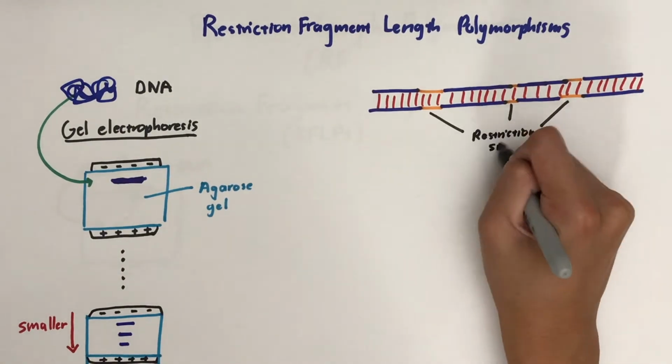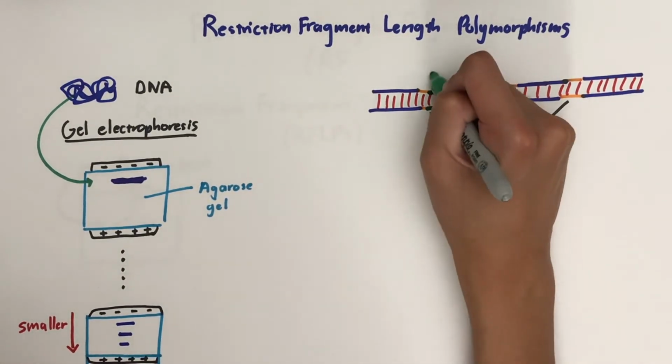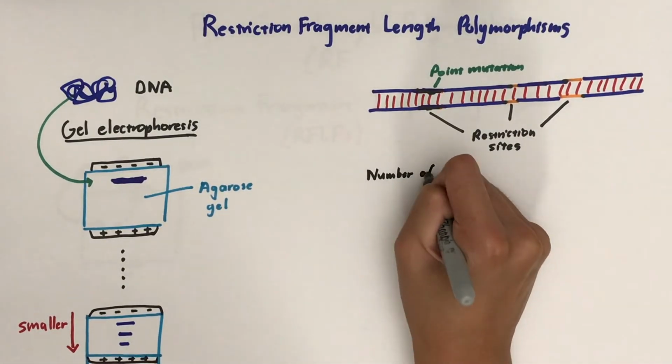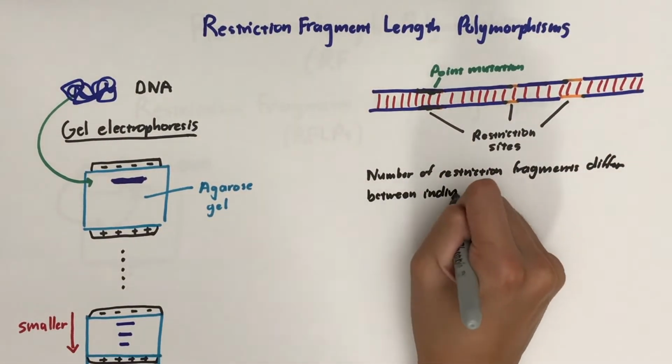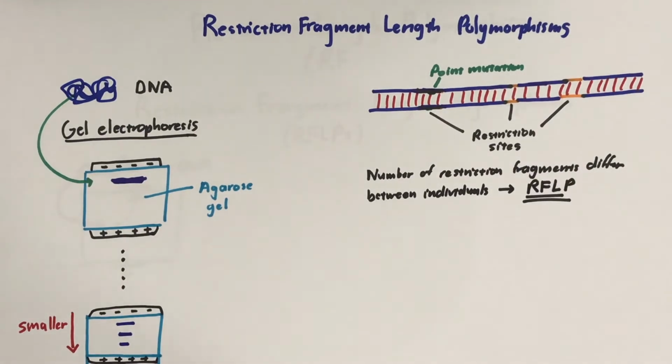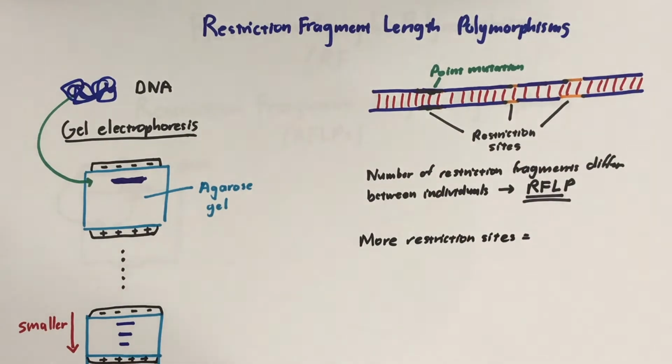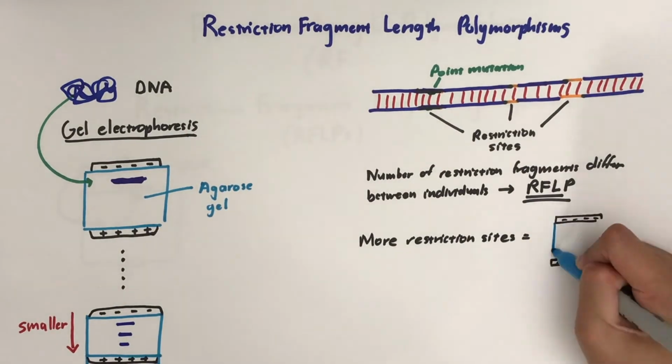Well, if a mutation occurs in a restriction site, then the restriction enzyme can't cut the DNA in that area. You'll get a different number of restriction fragments than from another person who didn't have the mutation. This is called a restriction fragment length polymorphism, and this is one of the earliest methods of DNA analysis. For example, sickle cell disease can be characterized by a restriction fragment length polymorphism.